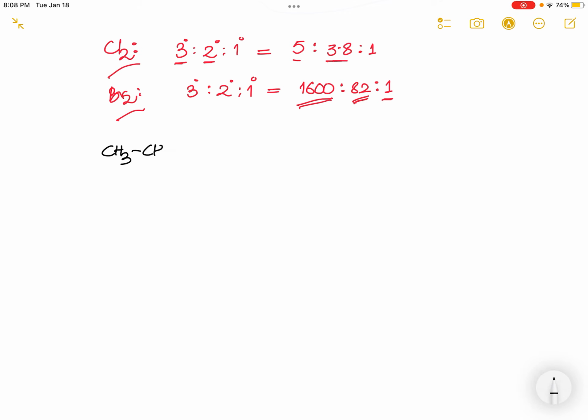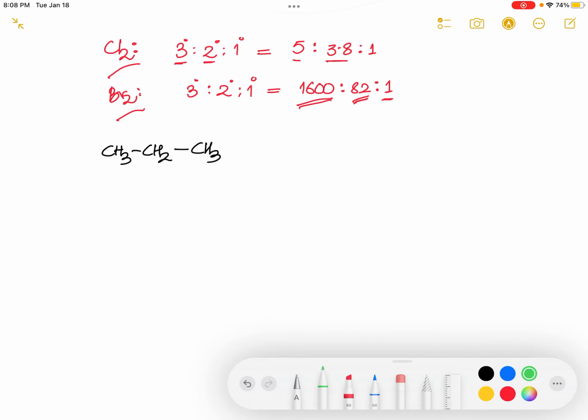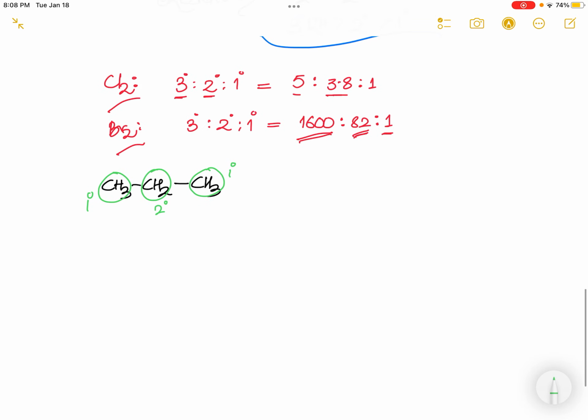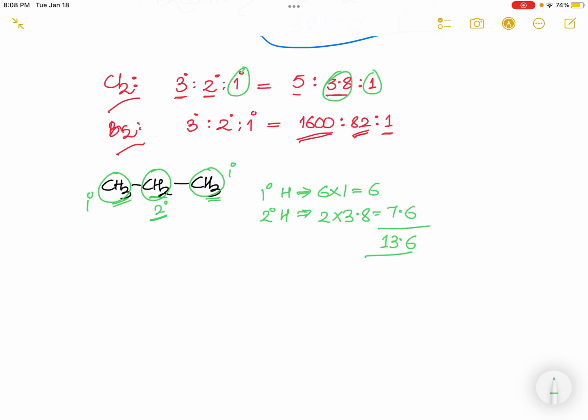CH3, CH2, CH3. If you see here, this is primary and this is secondary. So number of primary hydrogens are here 3 and here 3. Total 6 primary hydrogens are there. We were discussing primary purpose, that is 1, chances are 1. Secondary 2 hydrogens are there, 2 into the chances will be 3.8, that is equals to 7.6, total is 13.6.